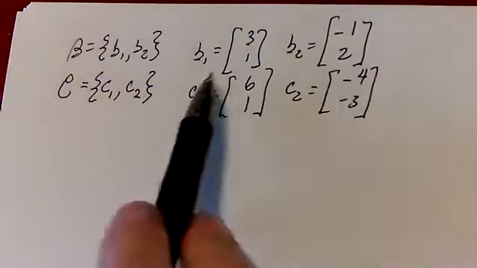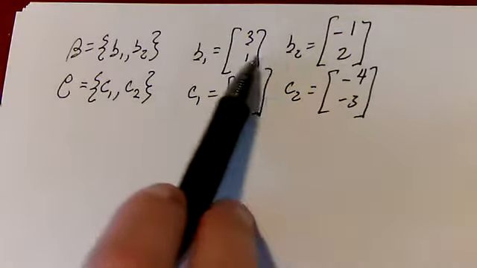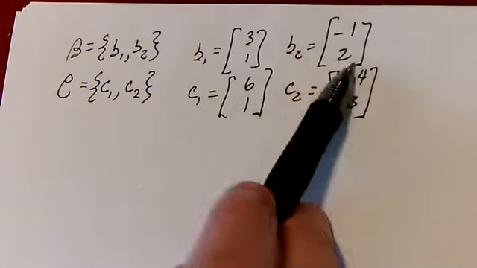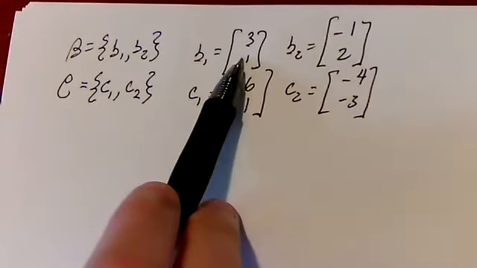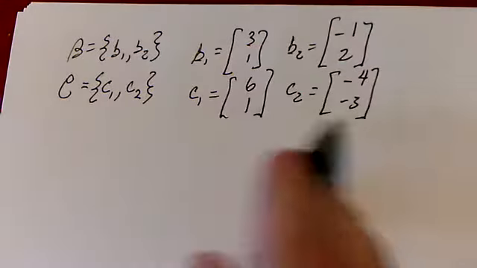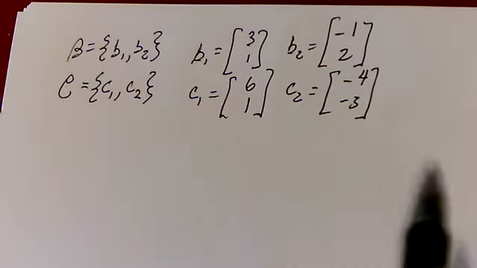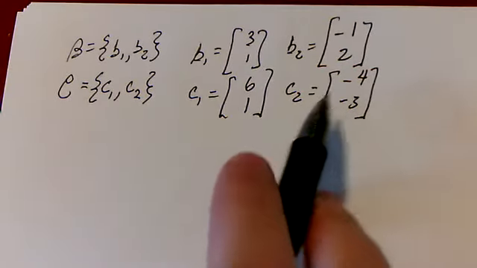Okay, so as I look at these, both are clearly bases. I have 2 vectors. They are not multiples of each other. I can't multiply B1 by something and get B2. I can't do the same thing for C. So these are clearly bases. They're bases for all of R2 because they line up.